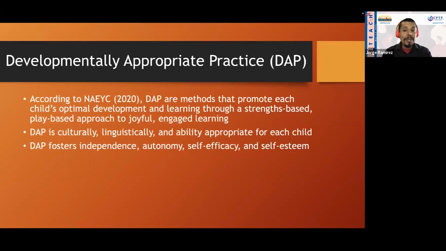So let's talk about developmentally appropriate practices, DAP. According to NAEYC, the National Association for the Education of Young Children, their biggest push for DAP focuses on methods that promote the child's optimal development and learning through the child's strengths, through a play-based approach that's engaging and very joyful for them.